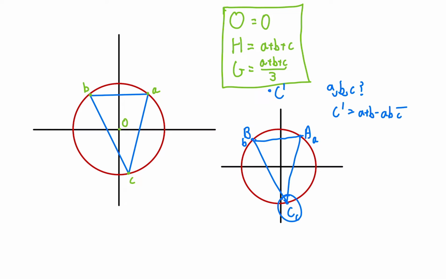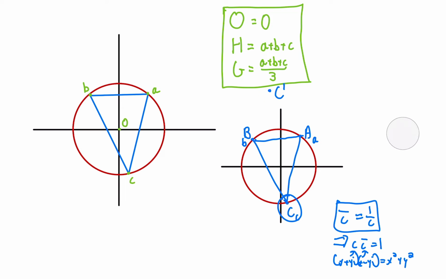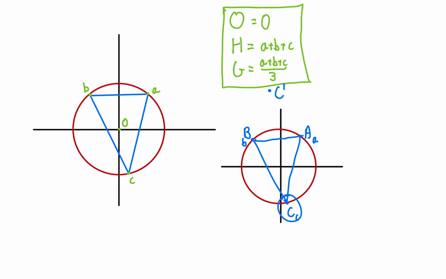All right, and so what if C lies on the unit circle, which it does in this example? Then this actually equals A plus B minus AB over C. Why? Because the conjugate of C actually equals 1 over C when C lies on the unit circle, and this is a nice property of the unit circle. This is true because C times its conjugate equals 1. If C is, for example, x plus yi, then the conjugate of C is x minus yi, and the product of these is x squared plus y squared, which is equal to 1 since it lies on the unit circle. So that's the formula for reflecting something. Note that A and B must lie on the unit circle for this to work.